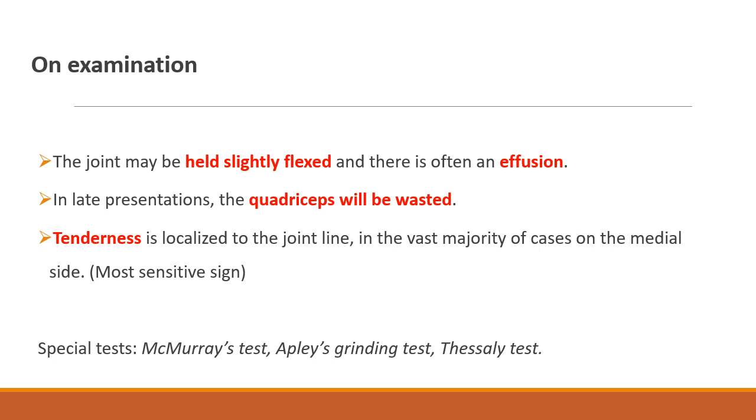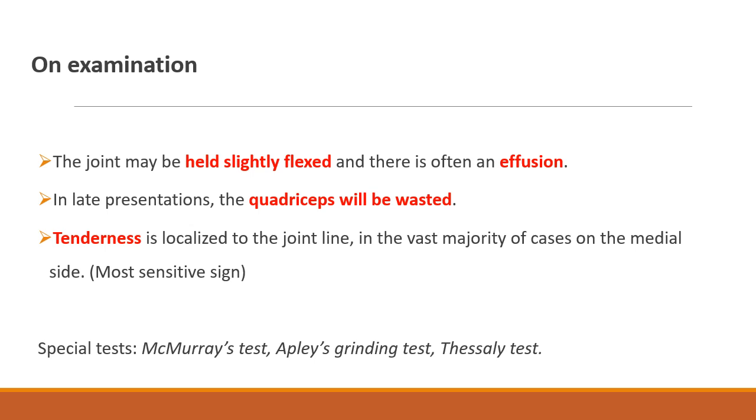On examination, the patient usually holds his knee in a slight flexion, either due to the amount of effusion inside the knee joint or due to locking with bucket handle tears. With late presentation, usually the patient presents with quadriceps wasting. Tenderness over the joint line, either medially or laterally, is the most sensitive sign for meniscal tear.